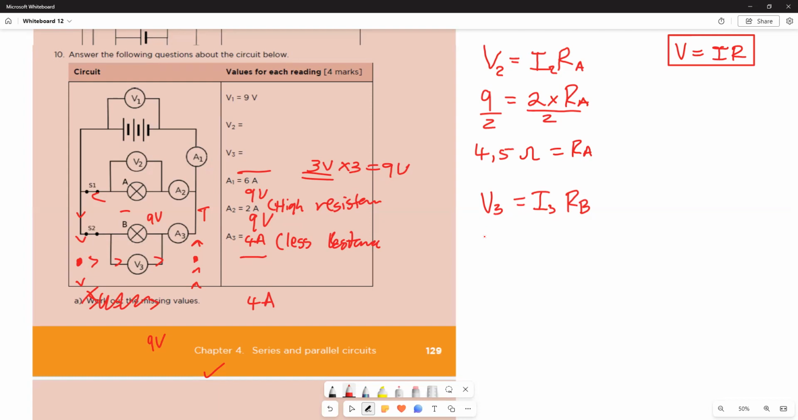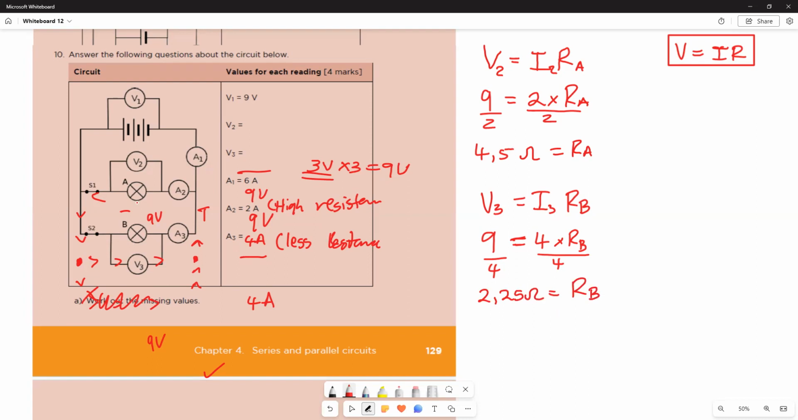The V3 is still 9 volts, right? I3, we found it as 4 times RB, right? Now we divide by 4 both sides. What is 9 divided by 4? Let's check 9 divided by 4 quickly. So 9 divided by 4 gives us 2.25, right? This gives us 2.25 ohms equals R on B, right?